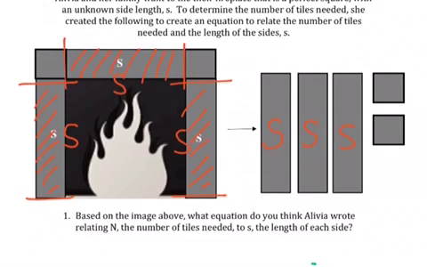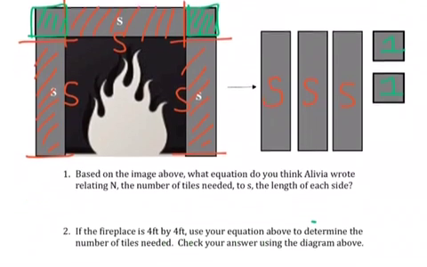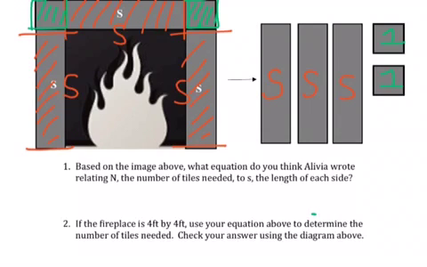Well, then I remembered I have to include the corners. Okay, so it gets that perfect, everything is surrounded on the fireplace. Okay, so then here's my two corners off to the side. So it says, based on the image above, what equation do you think Olivia wrote relating N, the number of tiles needed, to S?